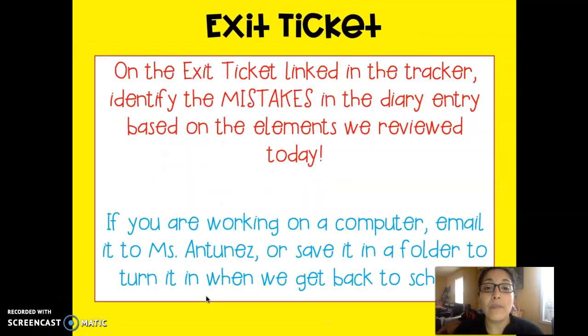So now you're going to go back to the tracker and click on the link for the exit ticket. And you're going to read another diary entry that I wrote to notice the mistakes that do not follow the diary entry elements that we went over today. If you're working on a computer, then you can identify them in the document, or you can write them down on a sheet of paper and then give it to me when we get back to school.